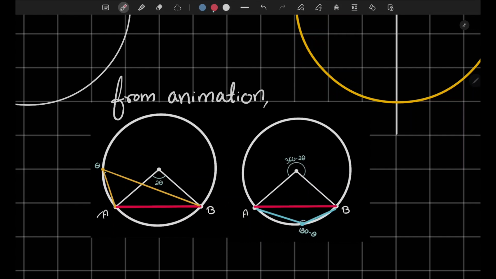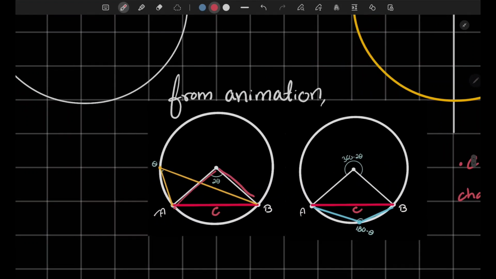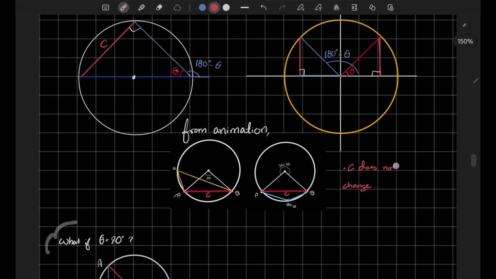While this angle is changing, it becomes theta and 180 minus theta, they're supplementary angles. The side length here does not change, so just make note of that. C does not change because ultimately the placement of these lines is the same on the circle. They're still 2 theta apart, or 2 theta minus 360 apart. Ultimately, same placement on the circle. So, we know C does not change.